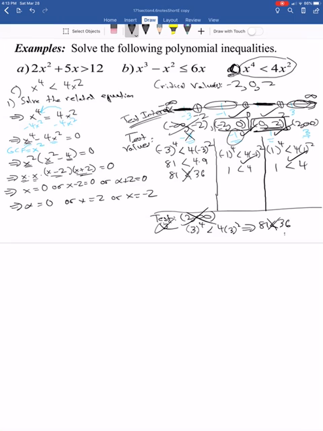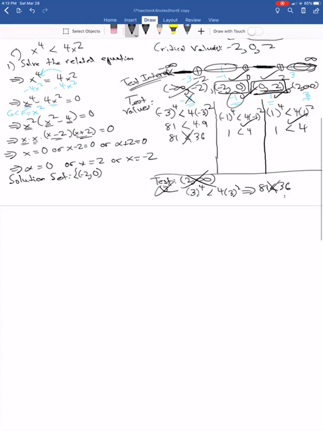So our solution set is made up of 2 intervals. We had 4 intervals to test, and 2 of them hold true. We got all the x values greater than negative 2 and less than 0, or all the values greater than 0 and less than 2. There's our solution set to the quartic inequality. And again, this will be a good one. Let's go look at it.